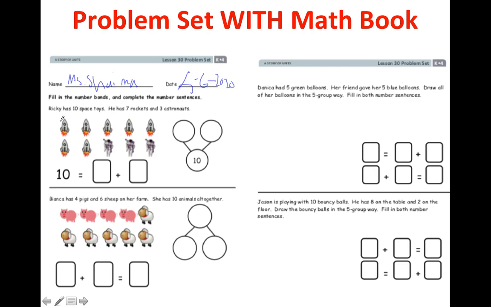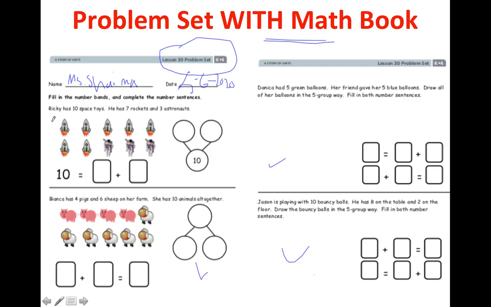And let's do one together, and you have 1, 2, 3 by yourself. Again, this is the problem set. You have to make sure you're in problem set lesson 30, and this is for the students with the math book. It says Ricky had 10 space toys. He had 7 rockets and 3 astronauts. And the direction says fill in the number bonds and complete the number sentence.